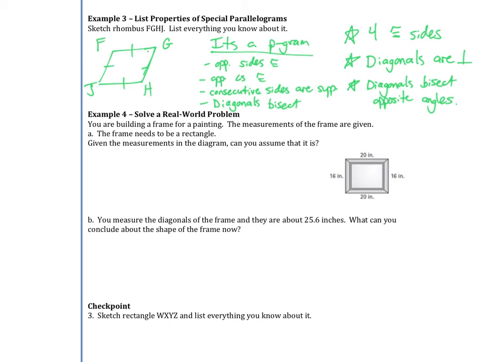And then example 4 is saying, you're building a frame for a painting. The measurements of the frame are given. The frame needs to be a rectangle. Given the measurements in the diagram, can you assume that it is a rectangle? So in this one, we see that the opposites are congruent, right? 20 and 20, 16 and 16. But in order to be a rectangle, what do we have to know? We have to know that those are right angles. We don't know that they're right angles, so the answer is no.